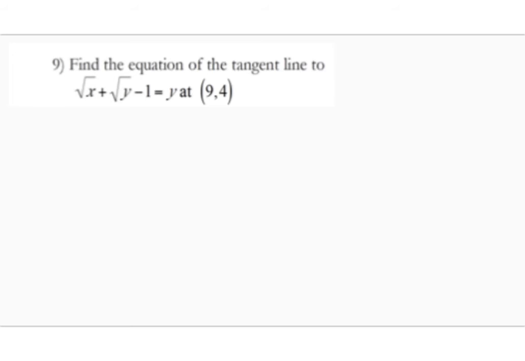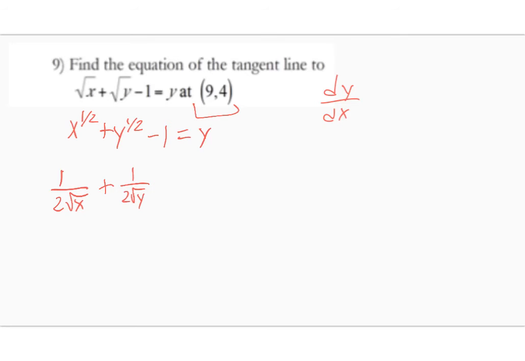All right, equation for a tangent line. We've got a point. We need a slope. To find a slope, we need to take a derivative. And we're going to have some stuff with implicit things going on here. So let's take the derivative. We've got x to the 1/2 plus y to the 1/2 minus 1 equals y. All right, so that's going to be 1/2 x to the negative 1/2, which is going to be 1 over 2 square roots x, plus 1 over 2 square roots y, y prime, minus 0 is equal to y prime.